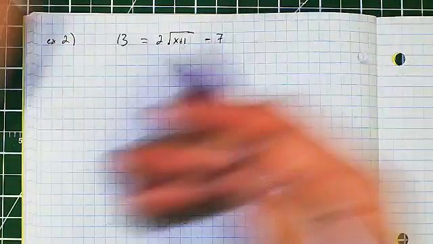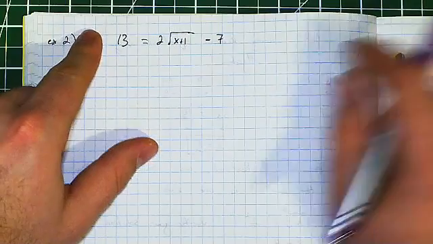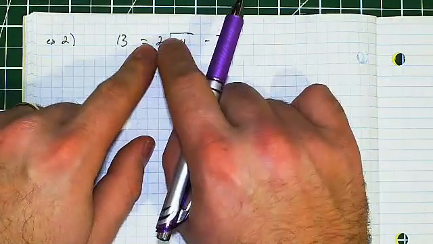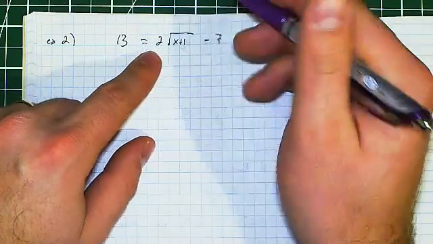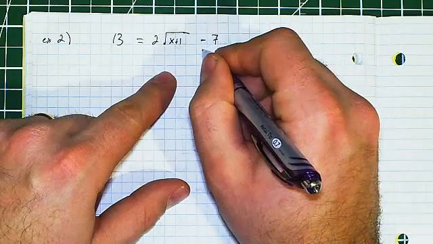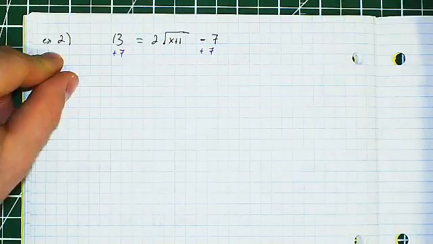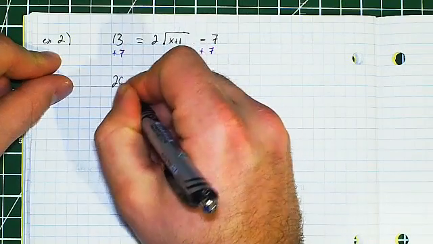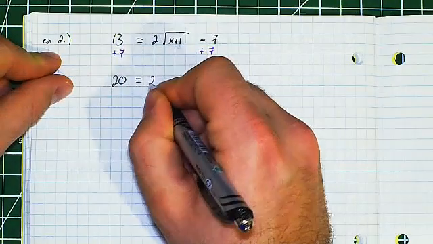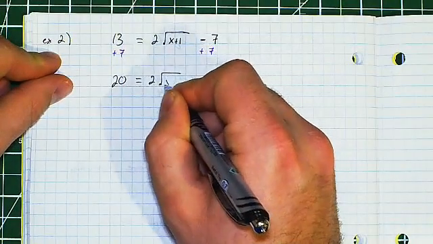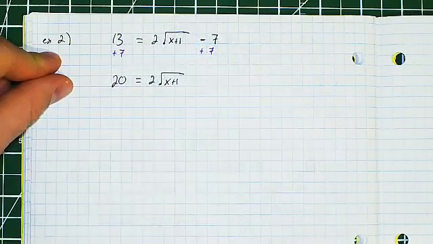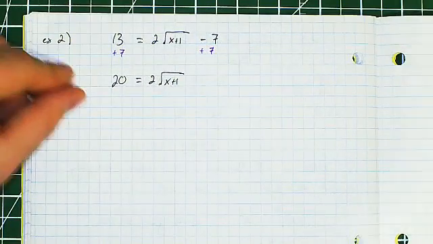Okay, again, same thing like last time, you want to get everything to one side. Because the 13 is already by itself, I'm going to get that over there. Now, this is indeed multiplying, so I'm going to deal with my negative 7 first. So add 7 to both sides. 13 plus 7 gives me 20. This is 2 times the square root of x plus 1.